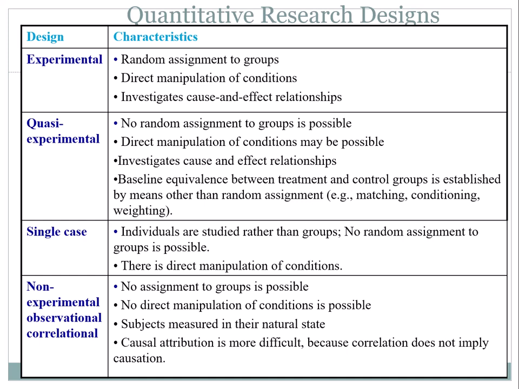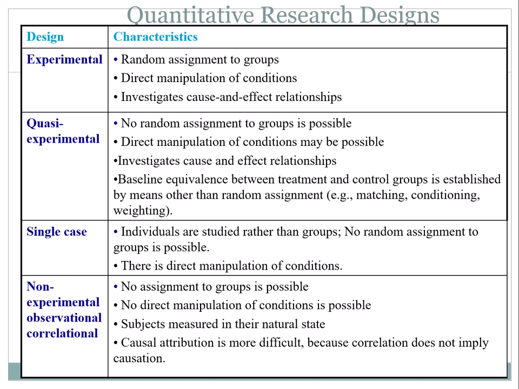Now, quasi-experimental designs are weaker than experimental designs with respect to causal inference because there is no random assignment to groups. There could be direct manipulation of conditions, but a strong quasi-experimental design will have baseline equivalence between treatment and control groups. So the baseline equivalence is the defining characteristic of a quasi-experimental design because it tries to control for selection bias.